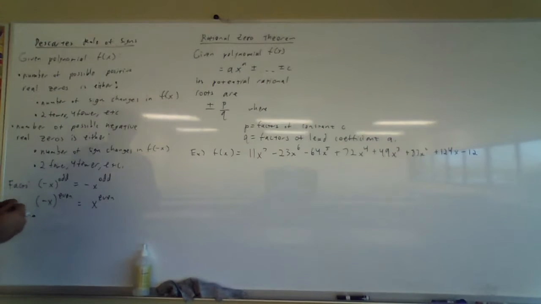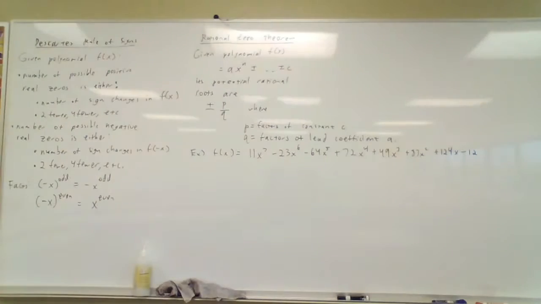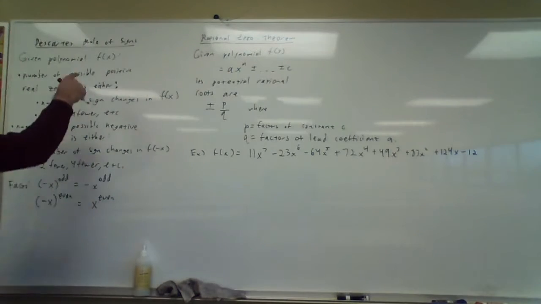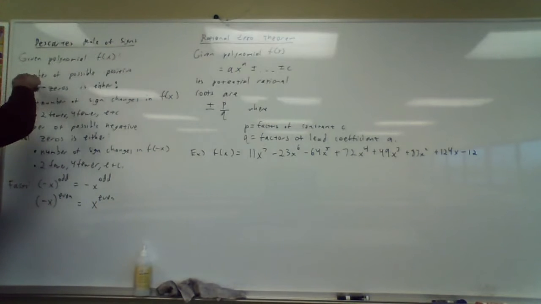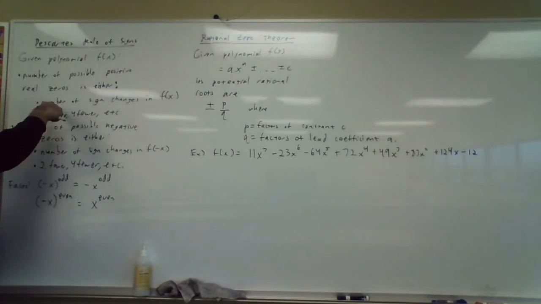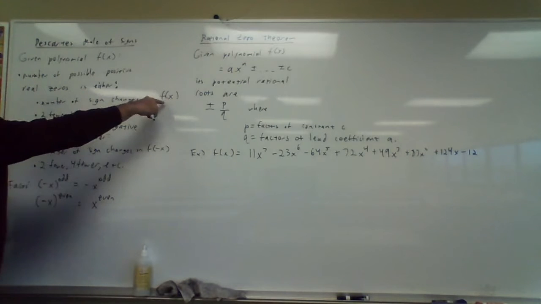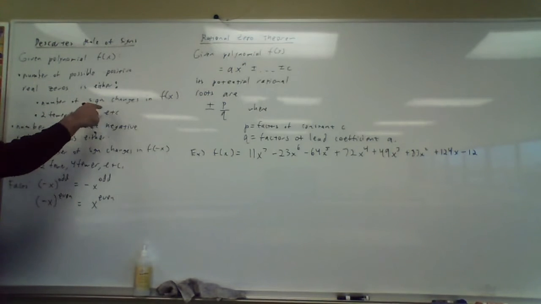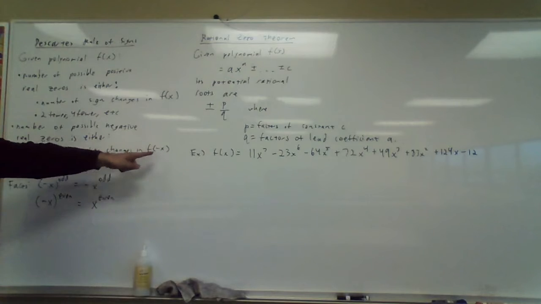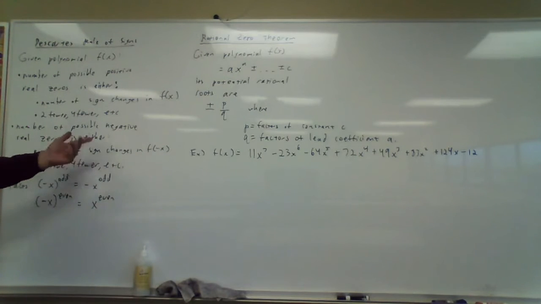All right. Descartes' rule of signs. Okay. Descartes' rule of signs says that given a polynomial f of x, the number of possible positive real zeros or roots is the number of sign changes in f of x, or 2 fewer, 4 fewer, 6 fewer, etc. The number of possible negative real zeros is the number of sign changes in f of negative x, or 2 fewer, 4 fewer, 6 fewer, etc.